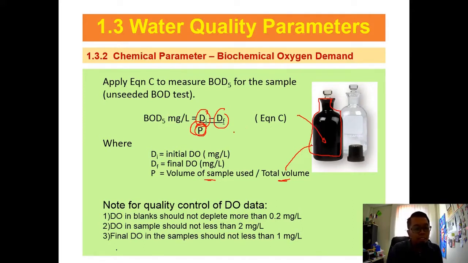Okay, is it clear? The DO in the blank should not deplete more than 0.2. The DO of the sample should deplete not less than 2 mg. The final DO of the sample should not be less than 1 mg. So you need to comply with these requirements to make sure your experiment will be accepted. If the DO depletion for the blank is more than 0.2, that means your experiment is not valid, so you need to redo the experiment.